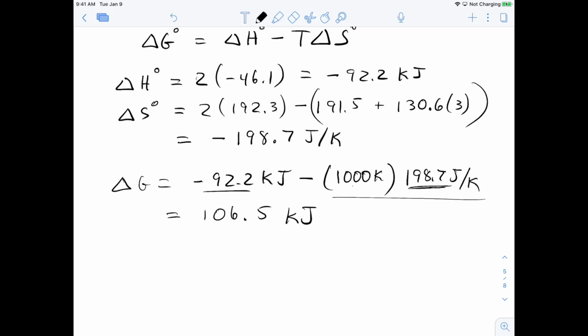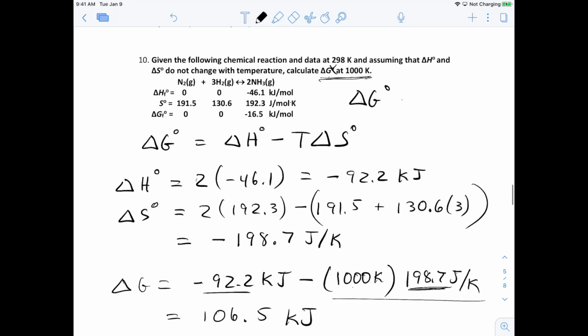All right, so you couldn't just use these delta G values here at all. You had to get the temperature dependence, because we were assuming that it was delta H and delta S that didn't change with temperature. The temperature dependence came in the T. All right, that's where the temperature dependence came in. All right, so number 11, there's one more.